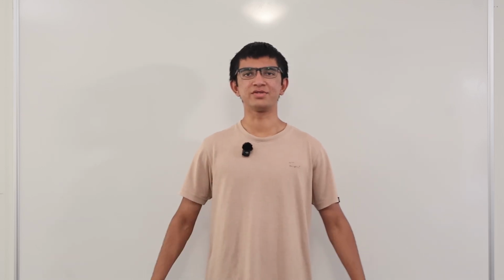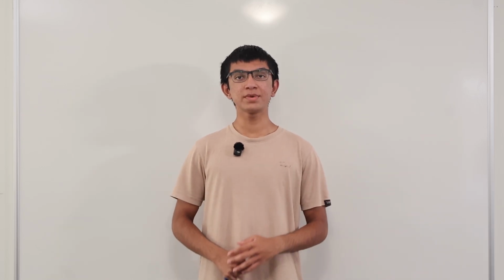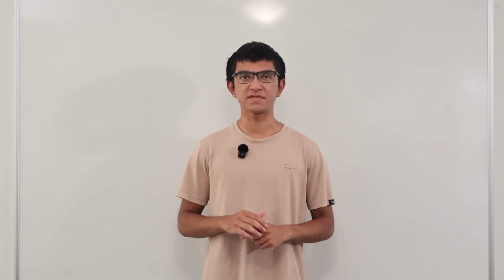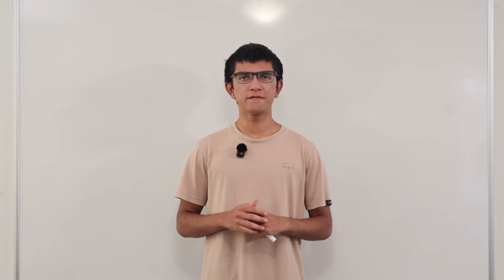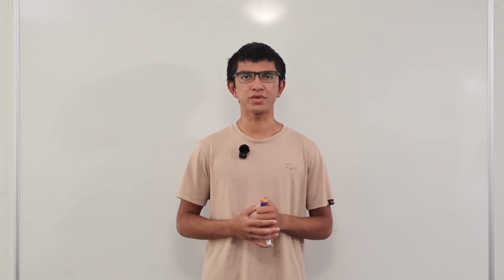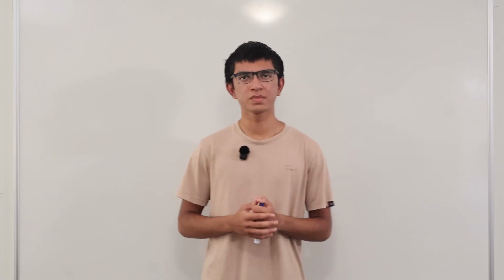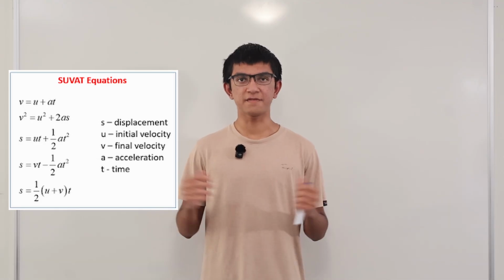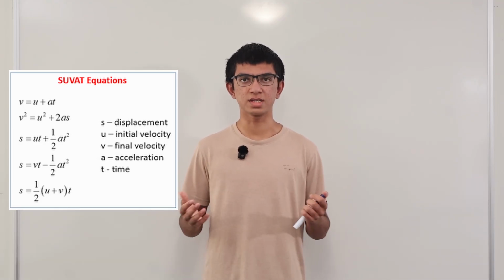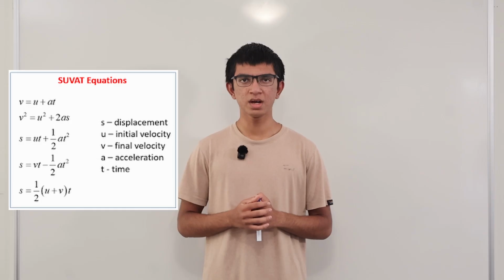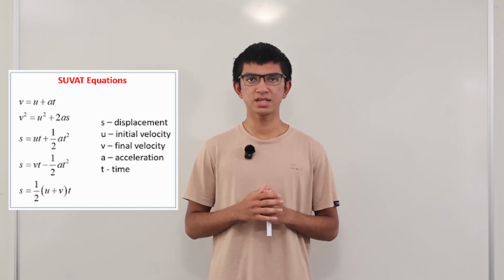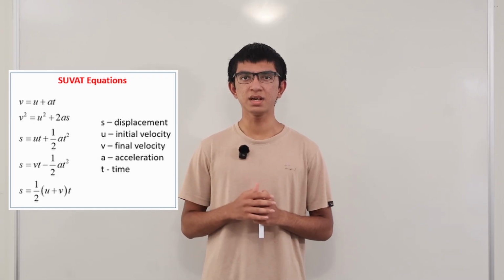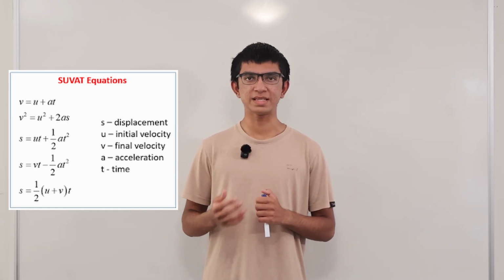Hi, my name is Arasu, and in this video, I'm going to explain how to derive the 5 SUVAT equations using geometry and intuition. First off, what are the SUVAT equations and where do they come from? These are the 5 SUVAT equations, or constant acceleration equations. The S stands for displacement, U for initial velocity, V for final velocity, A for acceleration, and T for time taken.